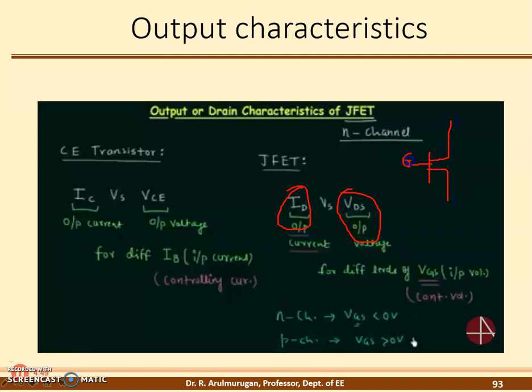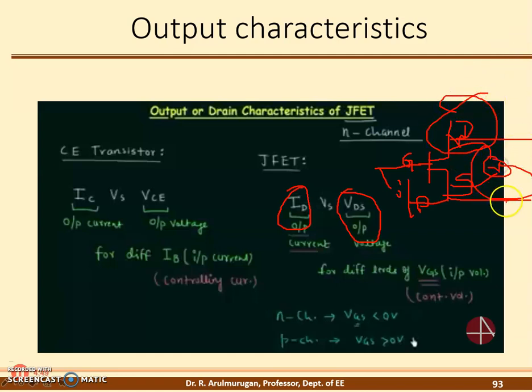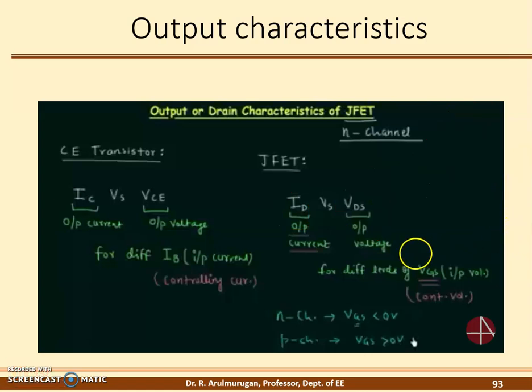Here is the gate terminal, the drain terminal, and another one is the source terminal. What is the input? This side is the input, and this side is the output part. The flow of current in the drain, ID, versus the voltage across, VDS. You draw ID versus VDS, that is called output characteristics. So this is about the characteristics of the FET.